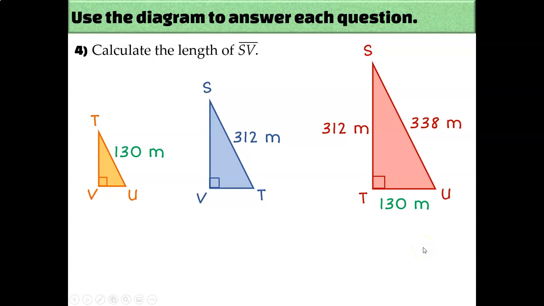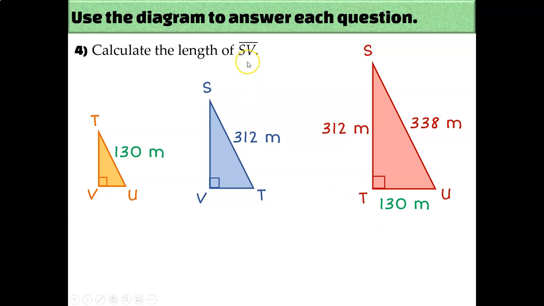All right, now let's solve for SV. You'll notice I updated my diagram. Both places that I see TU, I went ahead and labeled it with 130 meters. That's super important that you do that because you're probably going to need each of these answers in order to figure out other answers down the line.